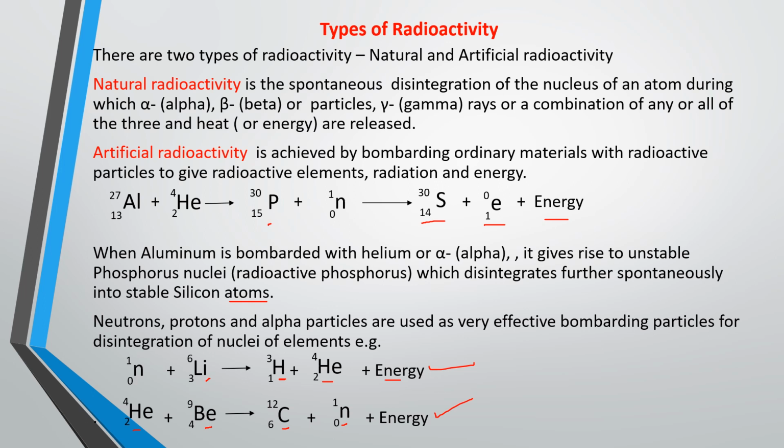If you look at these two equations, the mass number on the left equals the mass number on the right. The proton number on the left equals the proton number on the right. Okay, so I'm going to look at another aspect of radioactivity, and that is radioisotopes.